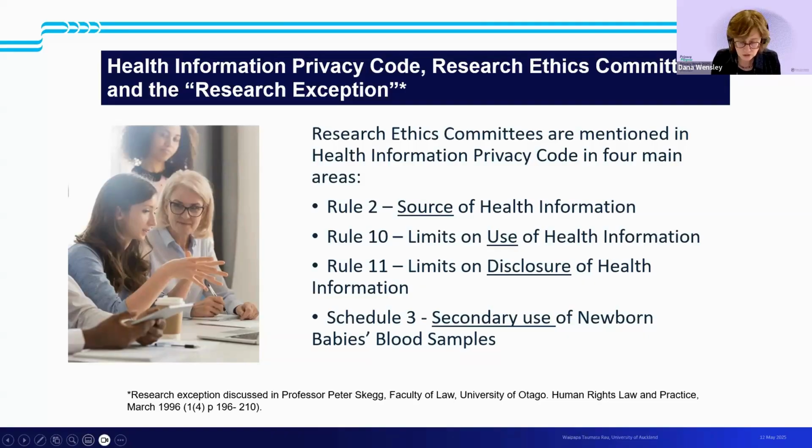Now, of note, in Australia, the Privacy Commissioner has approved two sets of legally binding guidelines issued by the National Health and Medical Research Council. Researchers must follow those guidelines when handling health information for research purposes without an individual's consent. And the guidelines also assist the Human Research Ethics Committees in deciding whether to approve research ethics applications.